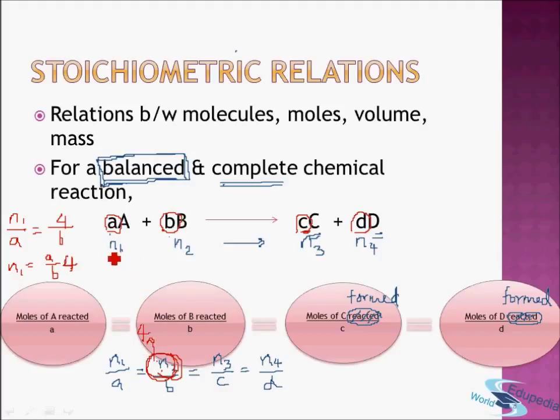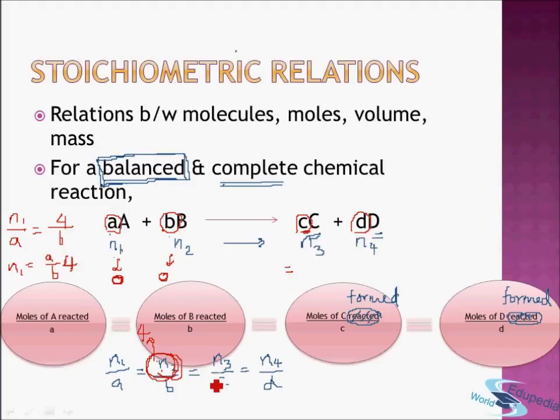I can also calculate what will happen upon complete reaction. Initially I took 4 moles of B and N1 moles of A. Upon complete reaction, A and B will be completely consumed, which is what we mean by complete reaction. So when I open my container, N1 will get converted to 0, that is no moles of A are left. Similarly, the B left over will be 0 moles. Instead, what I'll get in my container is N3 and N4, that is C and D.